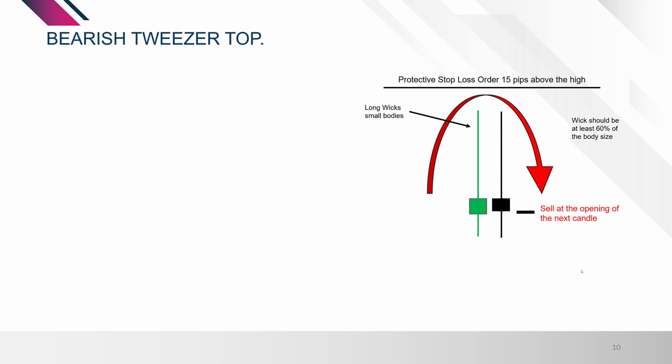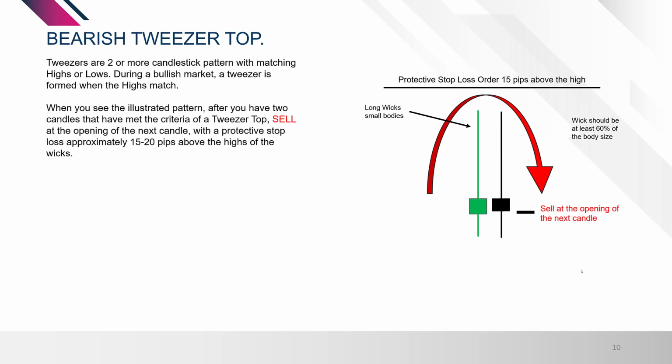Now let's look at a bearish tweezer top. Tweezers are two or more candlestick patterns with matching highs or lows. During a bullish market, a tweezer is formed when the highs match. As you can see on the illustration, the highs, which are the highest price point including the wick, are almost equal, more or less the same price point.